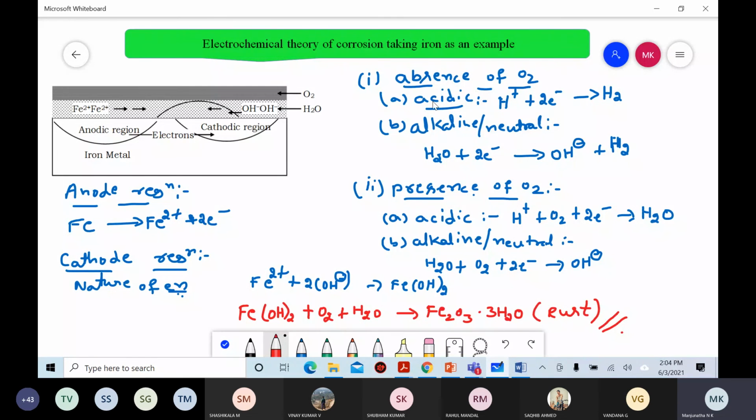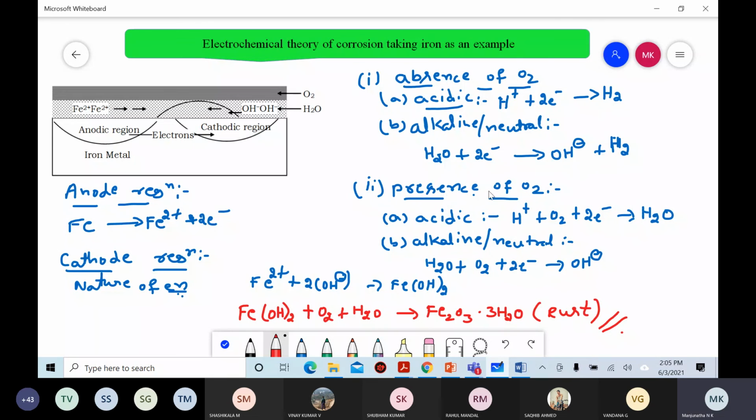First, if it is an acidic medium, there is a liberation of hydrogen. Whatever H plus ions are available in the environment, gaining the liberated electrons, form H2. If it is an alkaline or neutral medium, whatever moisture is available in the environment gains the electrons and is reduced to OH minus ions and H2. This is the first case, the absence of oxygen, in acidic and alkaline or neutral medium.